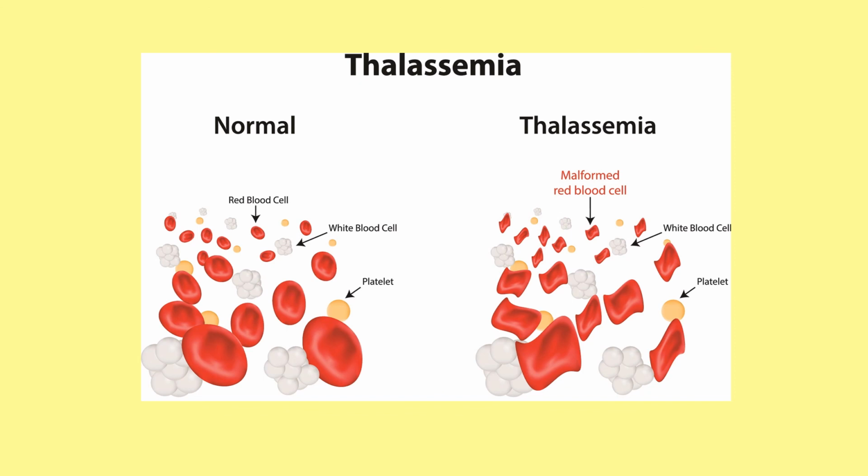So normally within someone who has the functioning genes, red blood cells are created correctly, they have the hemoglobin to carry the oxygen. In someone with thalassemia, that red blood cell is not going to be able to carry oxygen effectively.